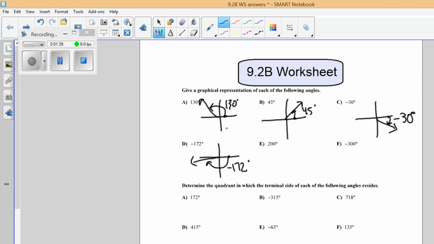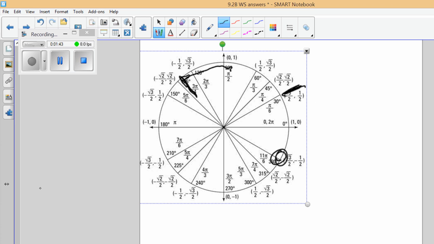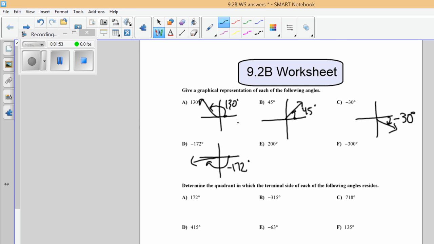Now, 200, I know obviously is bigger than 180, but I want to look at it. So here's 180, here's 210. So 200 is probably right here somewhere. So let me get back here. 200 degrees was a little bit past the 180, maybe right there. Initial point, arrow to your terminal side, 200 degrees.